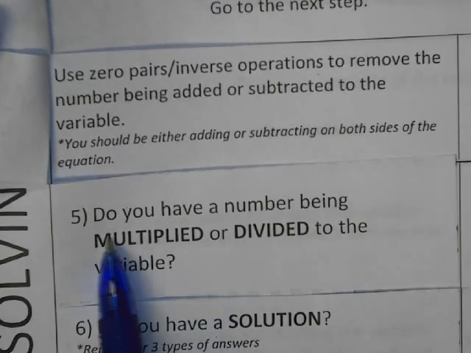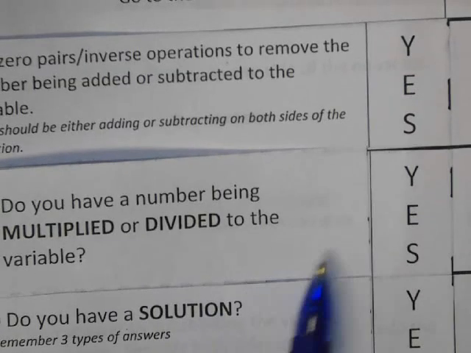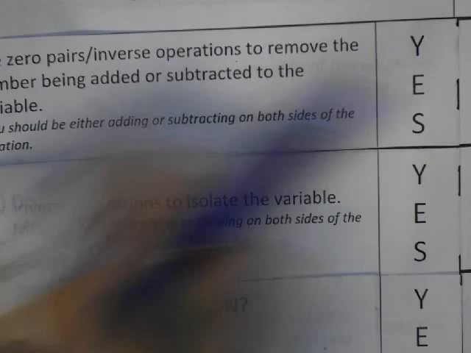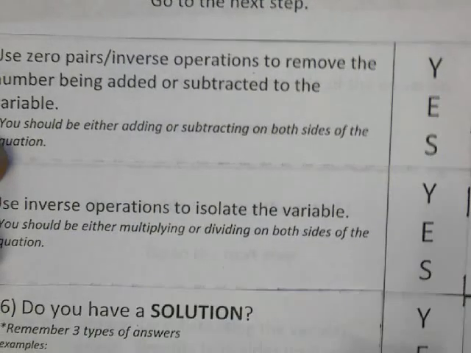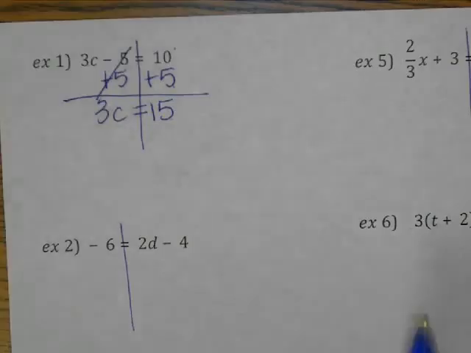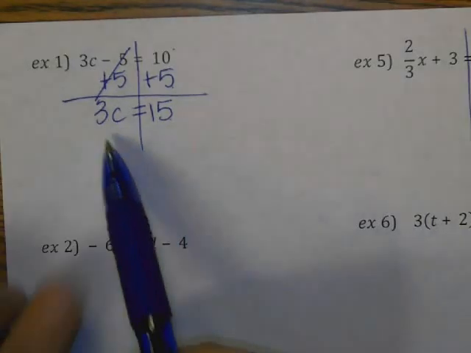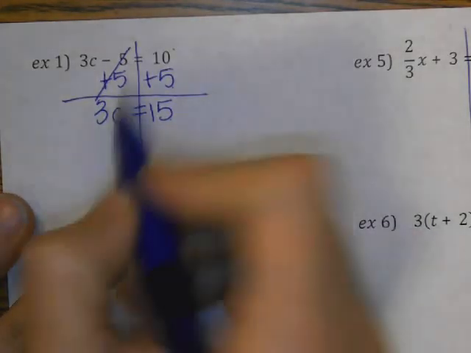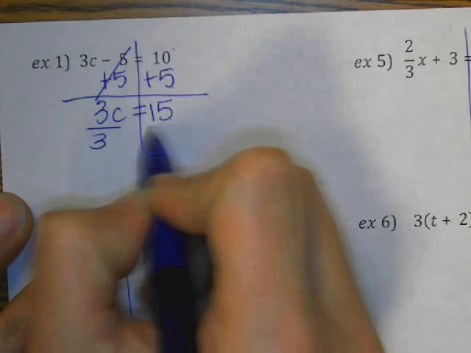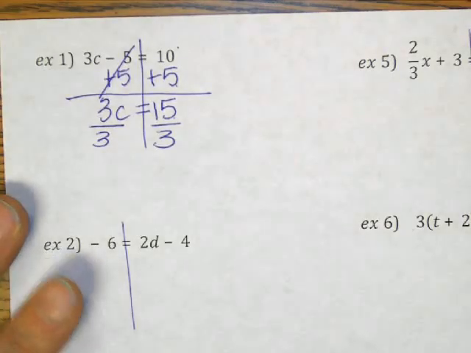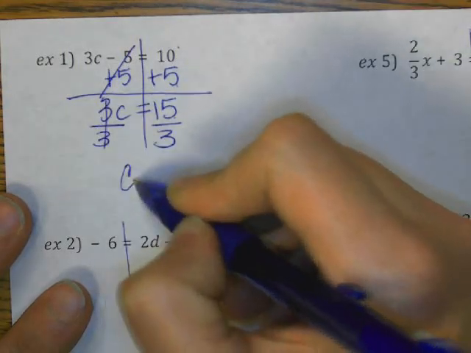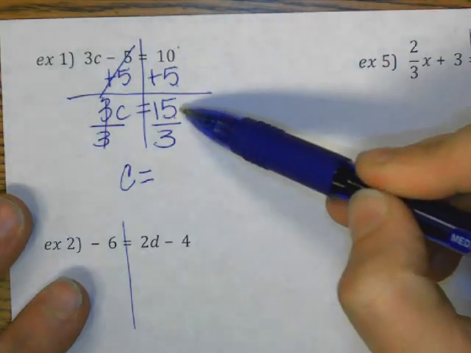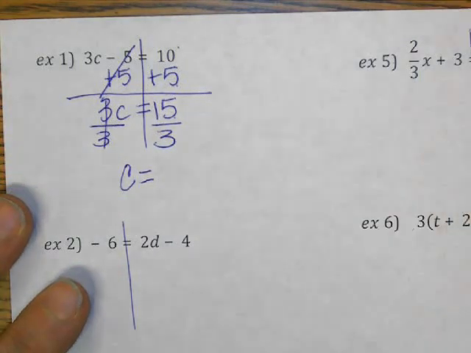Okay? The last step on our card, do you have a number being multiplied or divided by the variable? Yes, I do. So on that, I'm going to use inverse operations to isolate the variable. I'm being multiplied by 3, so to undo that, I'm going to divide by 3. When you divide by 3, you get 3 over 3, which is 1. So this is c equals, and over here, what is 15 divided by 3?